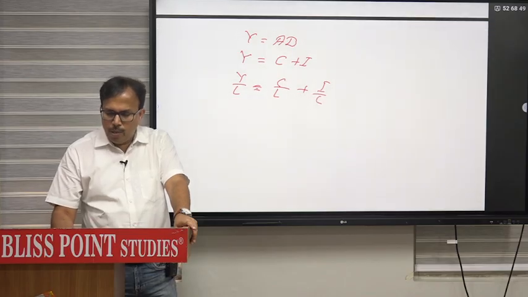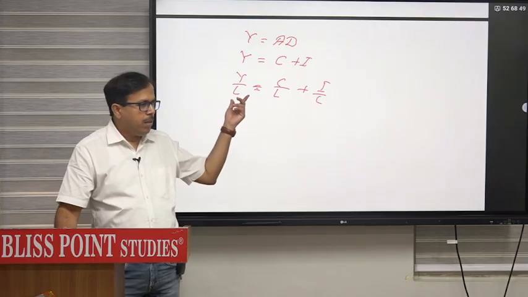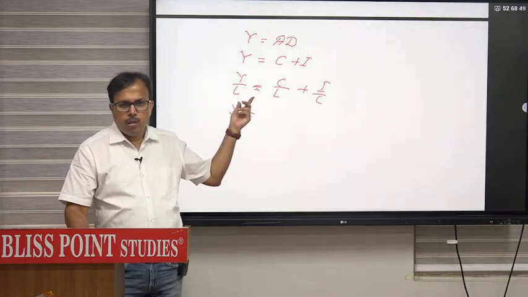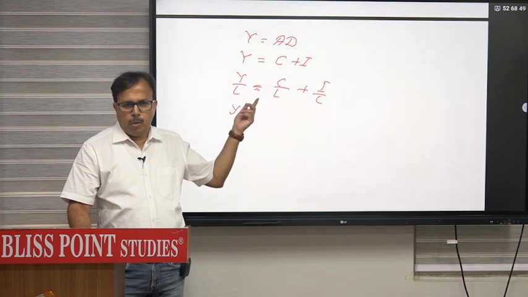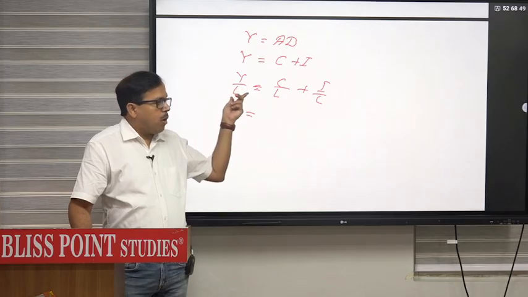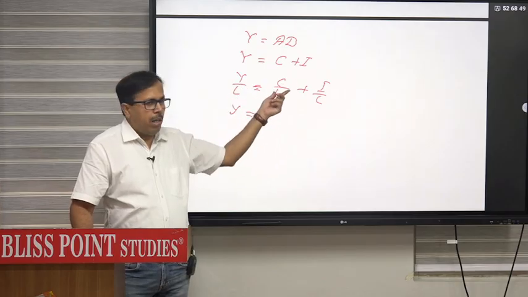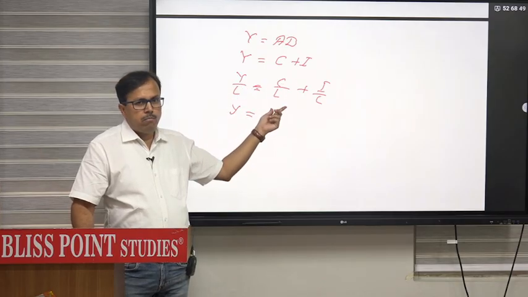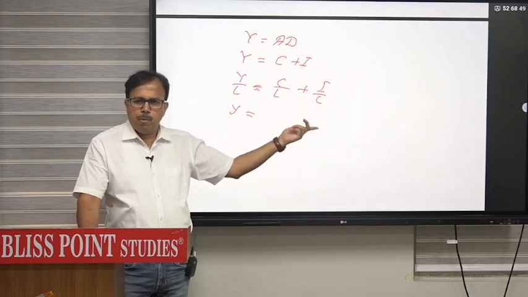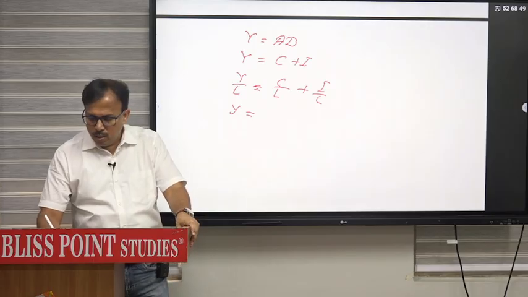What will you write in place of Y/L? What is Y/L? GDP per capita या output per capita या output per labor. So if Y/L is output per capita, then what is C/L? Consumption per capita. What is I/L? Investment per capita. Just write it as small c and small i.